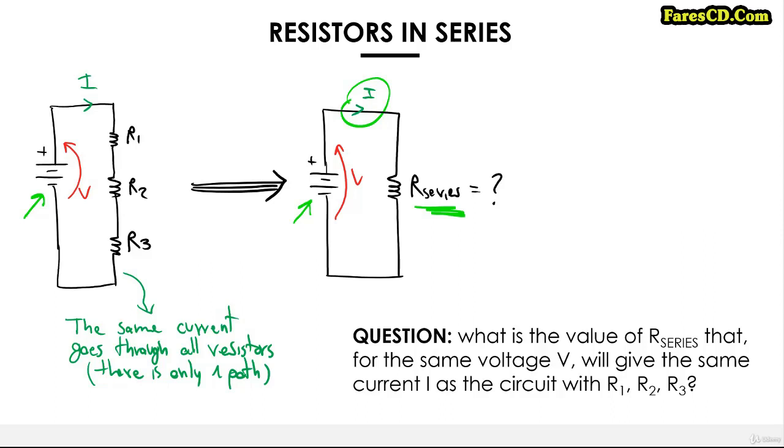What we want to do is, from the original circuit on the left, calculate the value of I. Of course, we're not going to be able to calculate the value in terms of amperes, because we don't have the value of the voltage or the resistance, so we will never know the actual value of the current. Our goal is to calculate I as a function of V, R1, R2, R3.